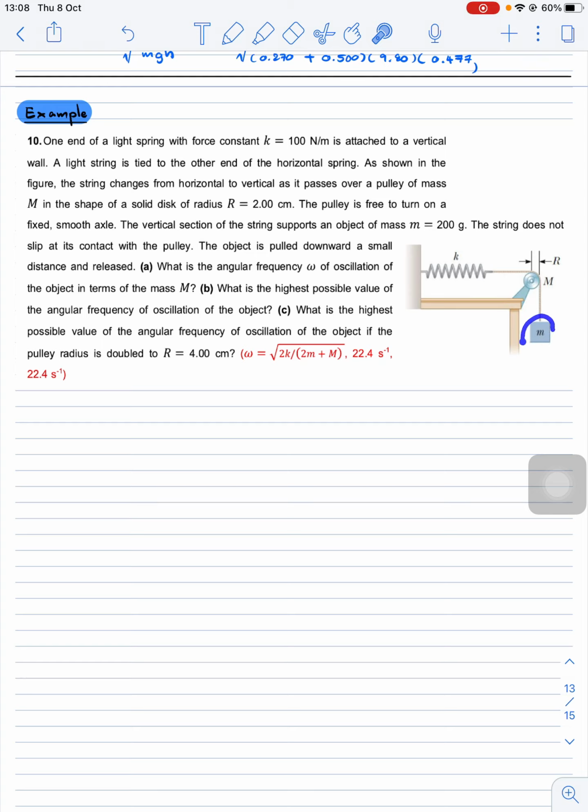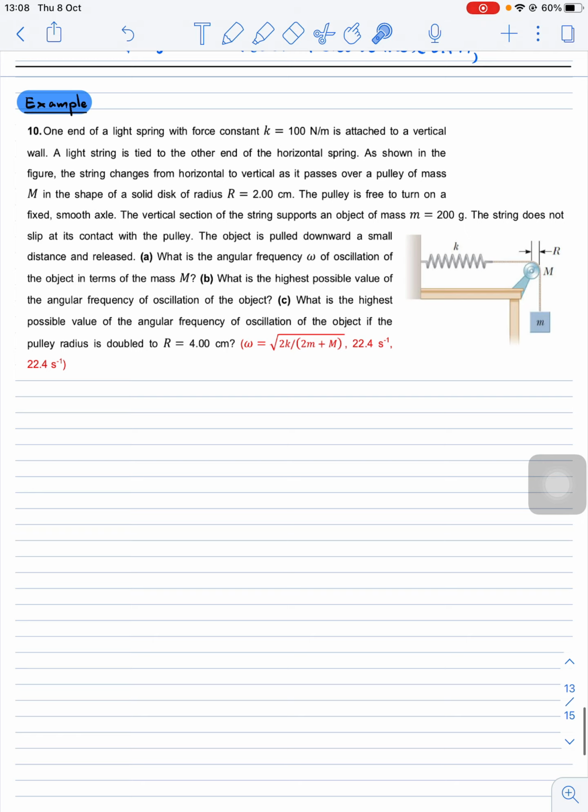So if we hold this one and push it downwards, and release, it means that the m here will just go up and down, go up and down. Now, what is the angular frequency omega of the oscillation of the object in terms of the mass M? In this case, you can see that the mass m will just oscillate up and down due to this spring.